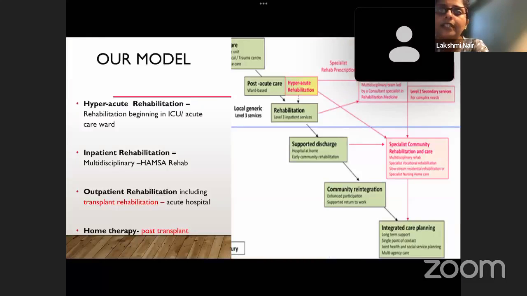So our model of care, we have a hyperacute rehabilitation program where I go inside the ICU along with the physio and assess how good the patient is, and the physiotherapist will be giving therapy. So we usually request more analgesics so that the physio can do better mobilization. It continues in the acute care ward once the patient is shifted there. I'll be discussing in detail.